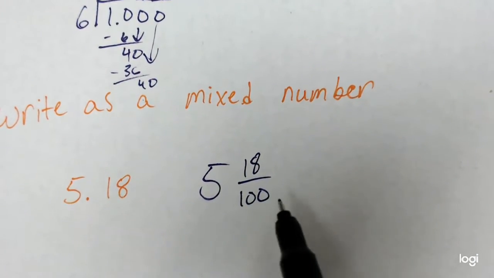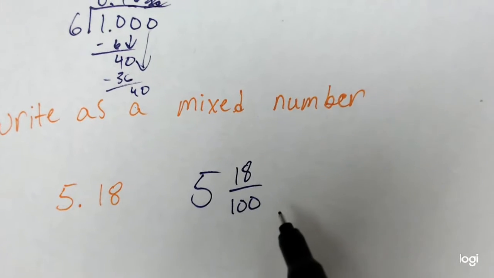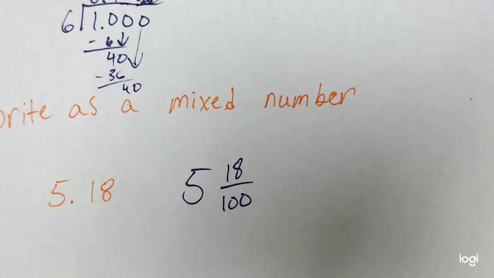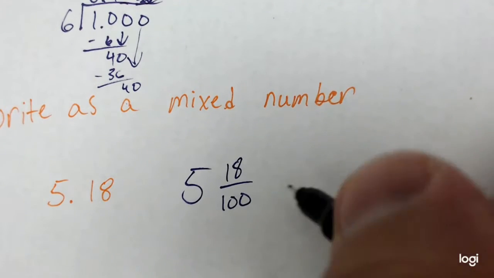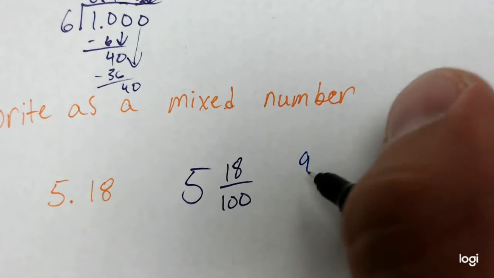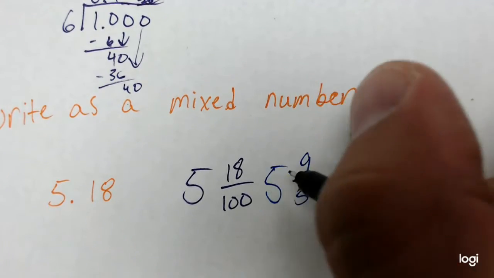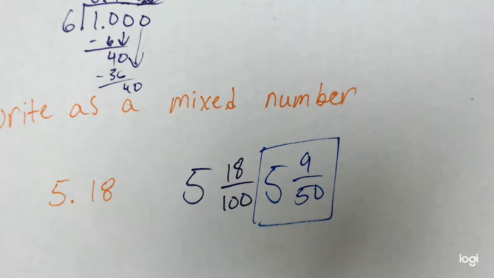Now, the last thing I need to do is check and see if this fraction can be reduced. Can 18 over 100 be reduced? Yes, they're both even numbers. They'll both divide by 2. So 18 divided by 2 is 9. 100 divided by 2 is 50. So my final answer is going to be 5 and 9 over 50 because I'm reducing my fraction.